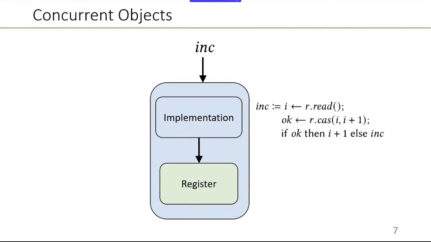And the increment implementation is going to implement this method by doing multiple calls on the register object. For example, here it's doing a read, and then a compare and swap, and then based on that, it makes a decision, and then it does a recursive call. We capture implementations as interaction trees, which basically bind values to the result of method calls. You can have a sequence of method calls, and you can also have conditionals afterwards.